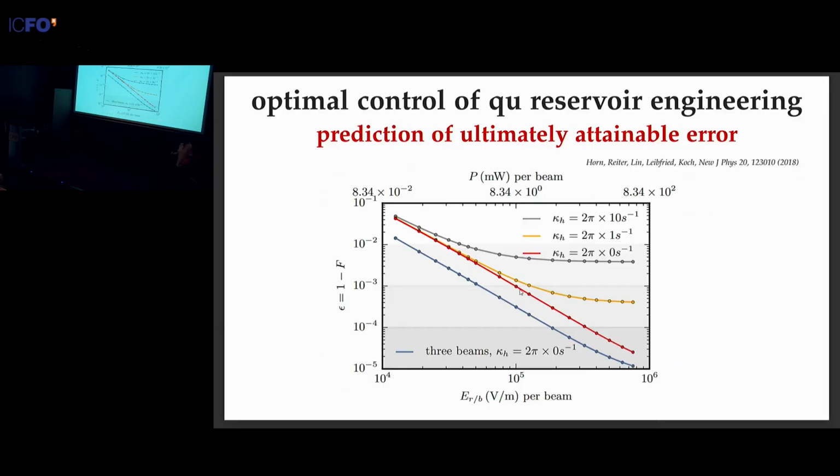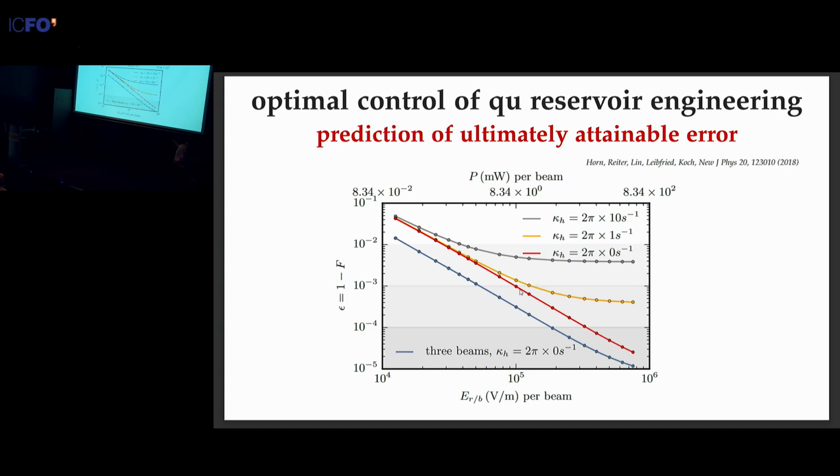And this is the answer. It depends on the heating rate. So if you have a heating rate of 10 hertz, you're never going to go close to the 4 nines, which is this threshold here. If you have a heating rate of 1 hertz, so on the time scale it takes you to prepare your Bell state, you're still not going to get close to 10 to the minus 4, but you're already at the order of 10 to the minus 3.